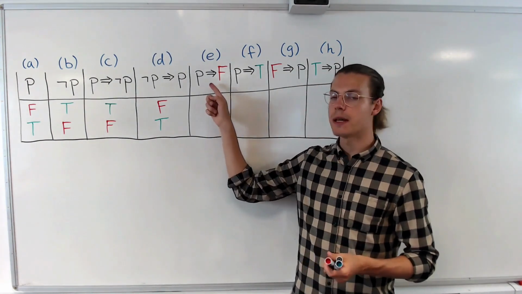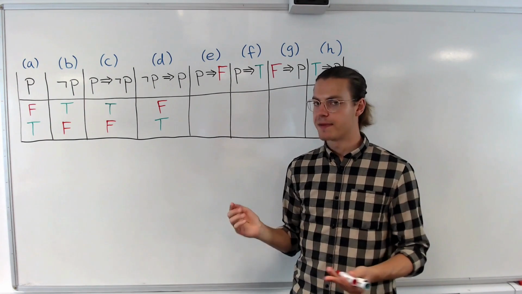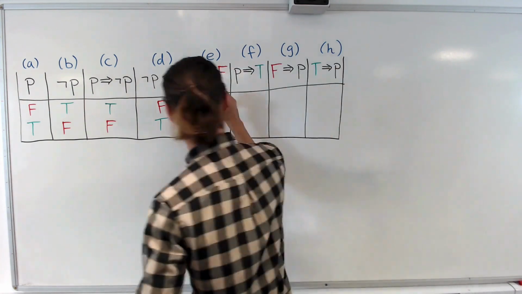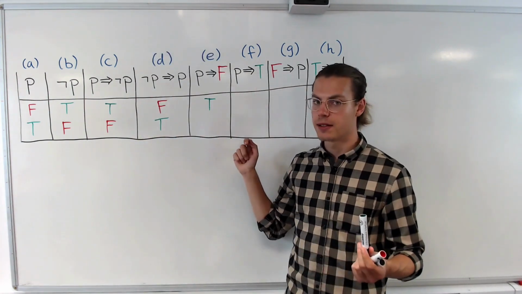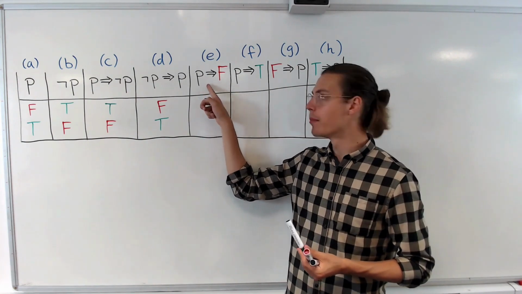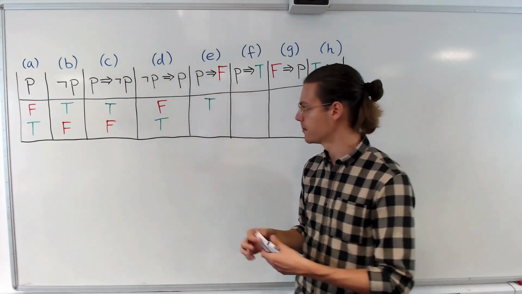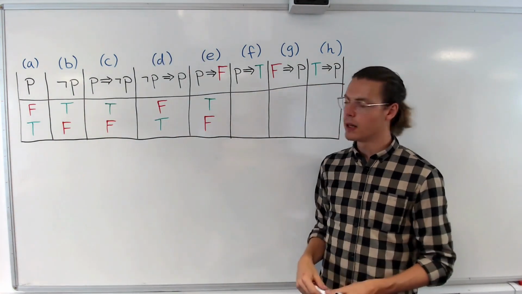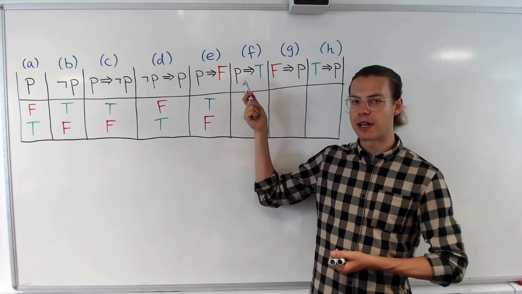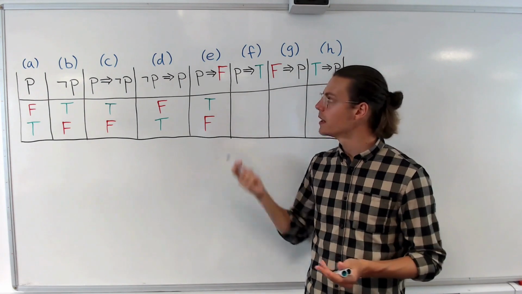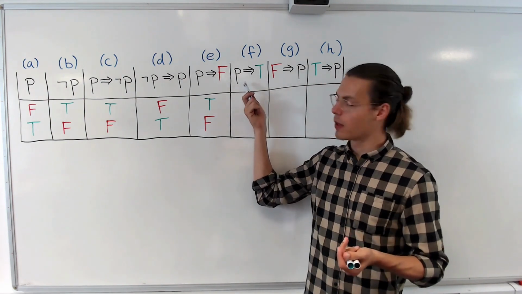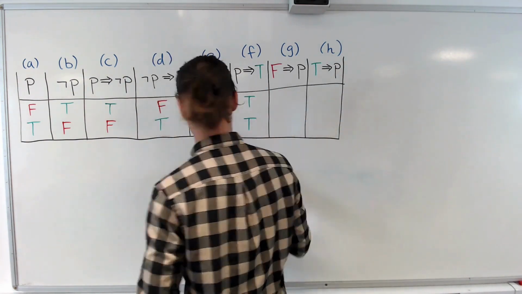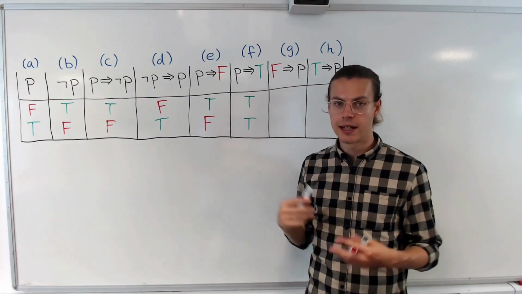Next up, P implies false. If P is false, then this is false implies false, which is true. If P is true, then this gives true implies false, which is false. Next, P implies true. Well, if P is false, then we get false implies true, which is true. If P is true, then this is true implies true, which is again true. In fact, anything implies true is always true.